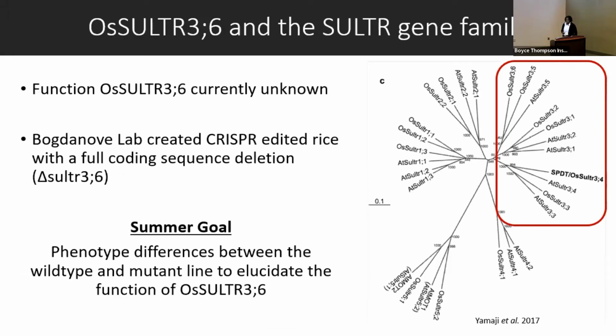Like I said, OsSULTR3;6 is not very well documented in the scientific literature, and its current function is unknown. Our collaborators in the Bogdanov lab, however, created CRISPR-edited rice with a full coding sequence deletion of the SULTR3;6 gene. My goal this summer was to phenotype the differences between the wild type and mutant lines to elucidate the function of OsSULTR3;6.